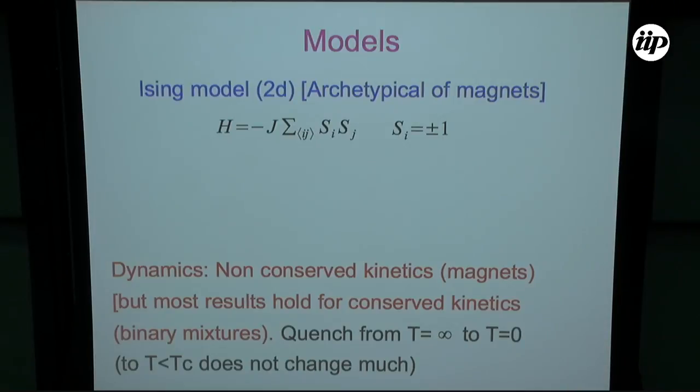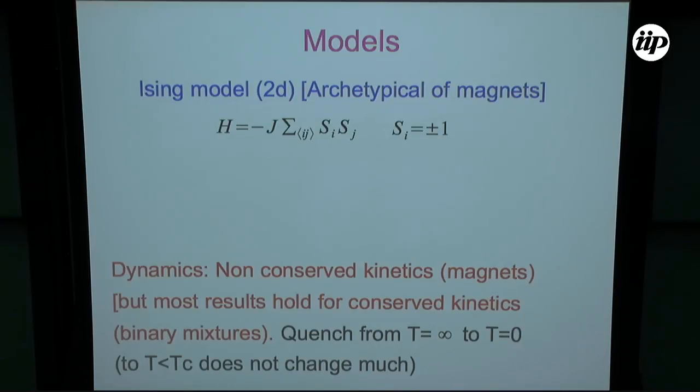The model, of course, that we can use is the Ising model. This is the Hamiltonian, and then you supplement it with some dynamics. For instance, if you do it numerically, we can choose this non-conserved dynamics, which means that you take a spin and you flip it with some transition rate.